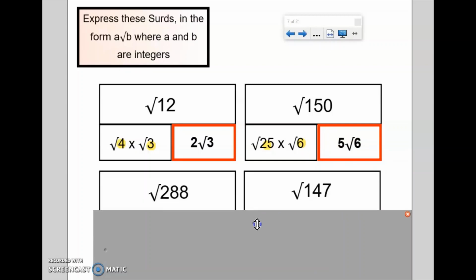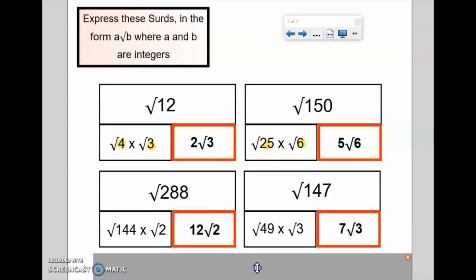2 more for you to do. Again, could you pause the video, have a go at simplifying these surds, and then I'll show you my solution. Okay, welcome back. My 2 solutions look like so. If I just focus on the last question here, I've split it into 49 and 3. Root 49, 49 being the square number, simplifies down to 7. 7 root 3. I started with 147 under the root sign. I finished with a 3 under the root sign, so I've simplified my surd.